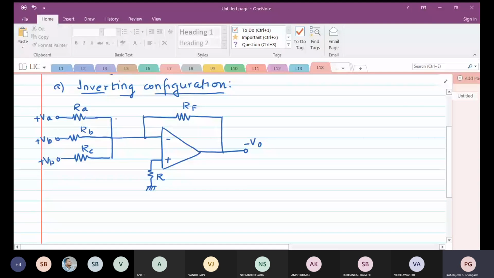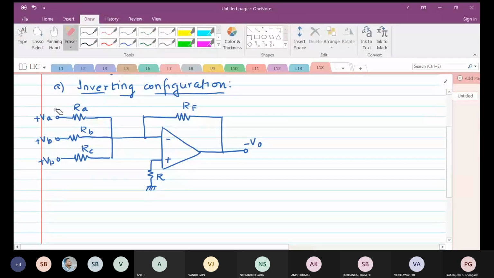Now as the name suggests, it's going to have a summing effect. VA, VB, and VC will be added up together. And in what way, that is what we are going to see. So mark again the voltages of these two nodes. This is V2. This is V1.